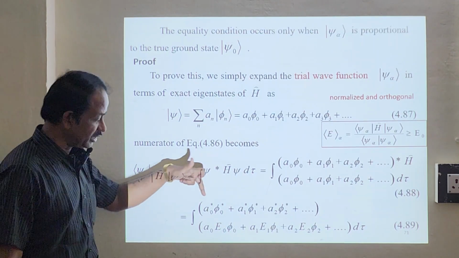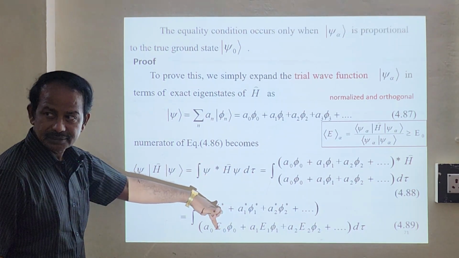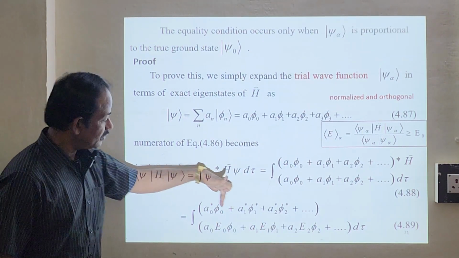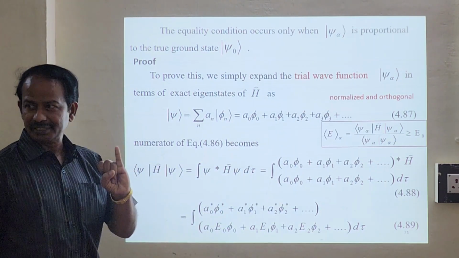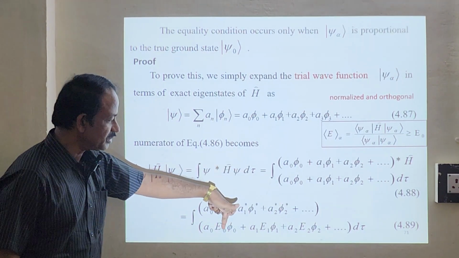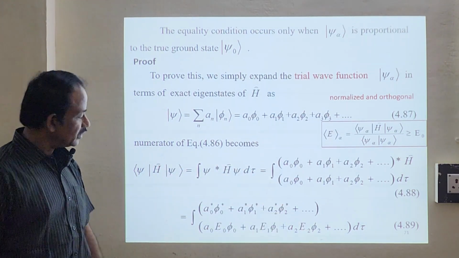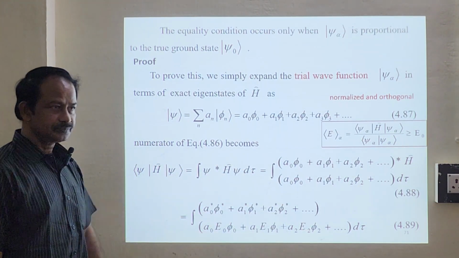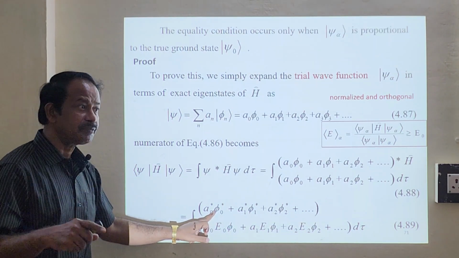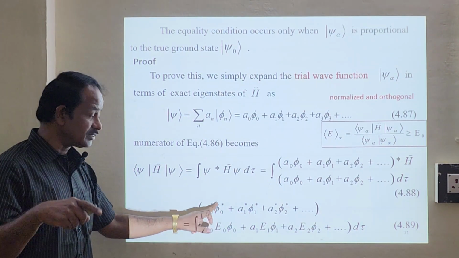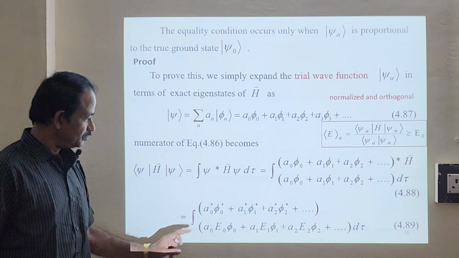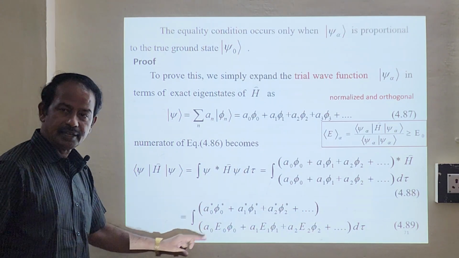Let us see how we are going to multiply. This multiplied by this, multiplied by this, multiplied by this: first one. Second one: this multiplied by this, and this multiplied by this term. Suppose we multiply these two, you have the integral of phi naught star phi naught d tau. You can pull A naught star and A naught out.